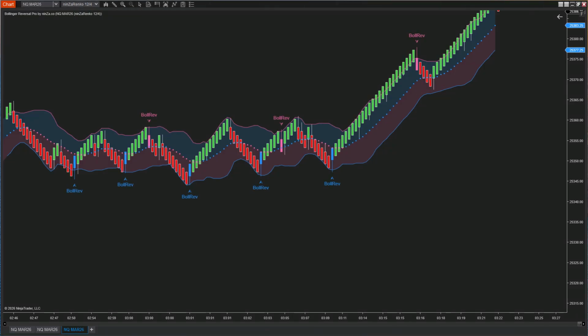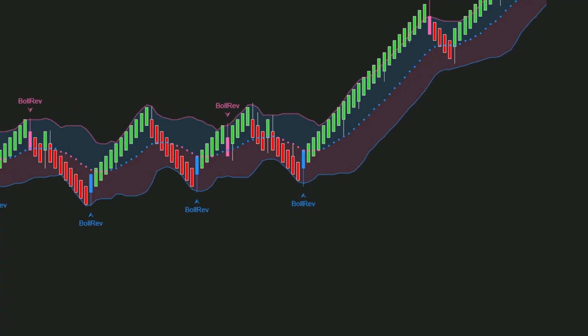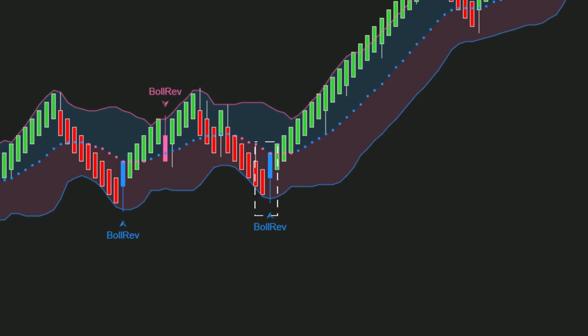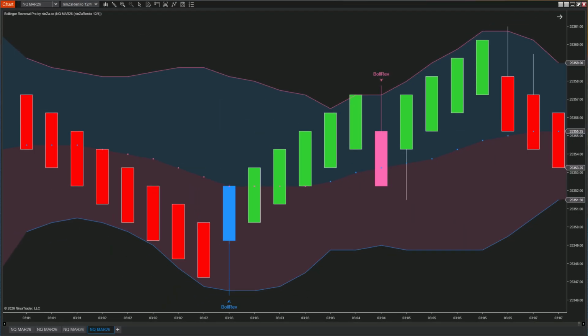With our Bollinger Reversal Pro indicator, you can quickly identify reversal signals when price interacts with the bands. This helps save analysis time and allows you to determine more precise entry points. Now, let's look at how this indicator generates its signals.